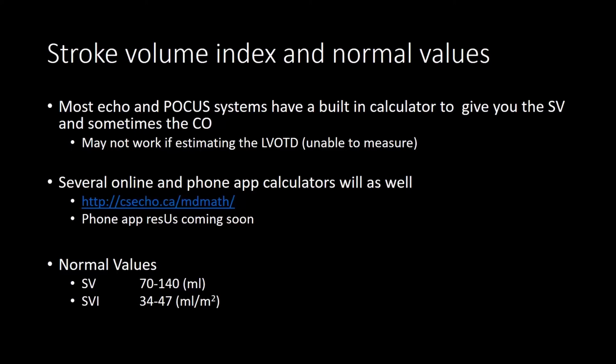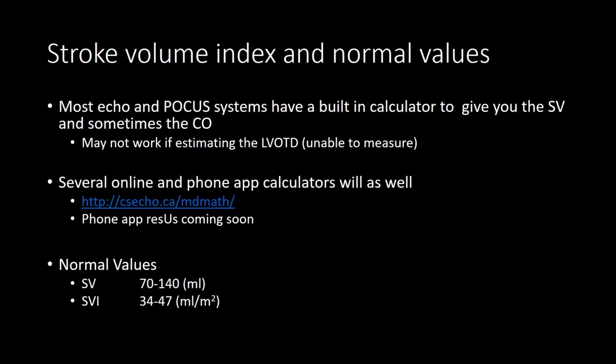My favorite online calculator is the Canadian Society of Echocardiography's MedMath. You like that too, right? Absolutely. Yeah, and if you're a diastolic function nerd, they just recently have put out a diastolic function calculator, which is awesome. The normal values for stroke volume are 70 to 140, and for stroke volume index are 34 to 47.